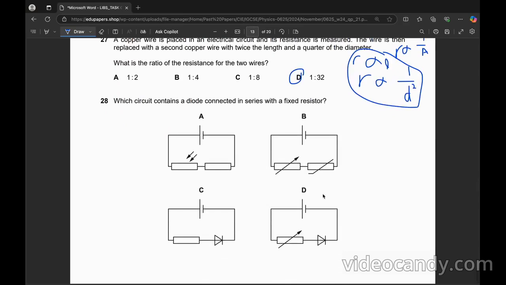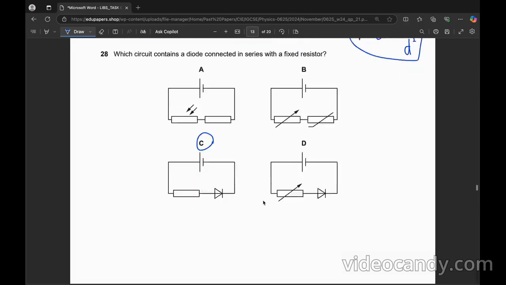So 28. Which circuit contains a diode connected in series with a fixed resistor? So you're just being asked if you know the symbols or not. And the diode looks something like this. The fixed resistor doesn't really need an arrow because it's fixed.